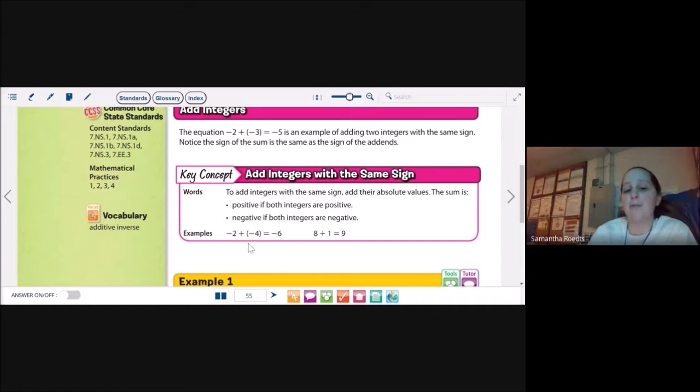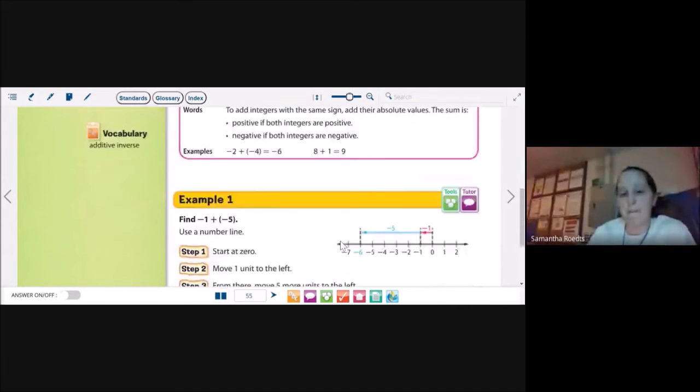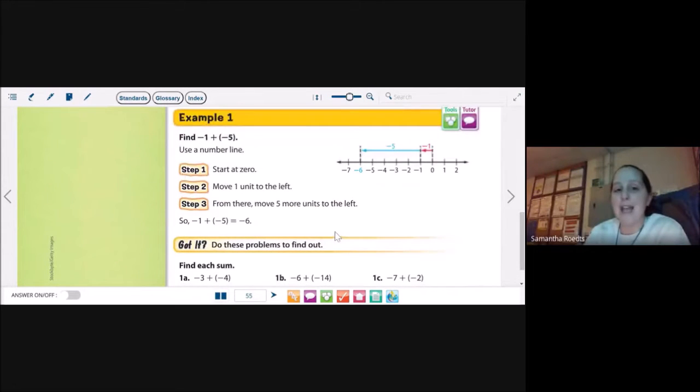So for example, -2 plus -4: 2 plus 4 is 6, they're both negative, so my sign is negative. 8 plus 1 is 9, they're both positive, so my 9 is positive. Example 1, find -1 plus -5, use a number line. So I start at 0, I move 1 unit to the left because that's -1, and from there I move 5 more units to the left. So I get to -6.